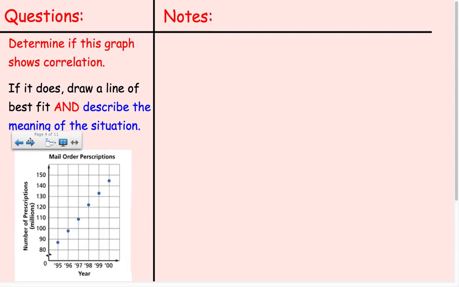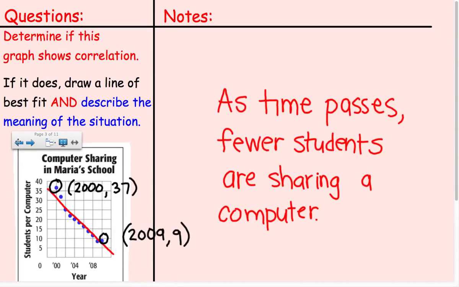All right, same thing. We're going to determine if this graph shows correlation. If it does, we're going to draw a line of best fit, and we're going to describe the situation. So if you look at these dots, it's actually a very straight line. We're going to end up being able to connect most of those dots for our line of fit. If it's going up from left to right, this means that there is a positive correlation. If you go back to our last one, it was a negative correlation. So I might add on that, because it said determine if this graph shows correlation, we should say yes, it is negative.